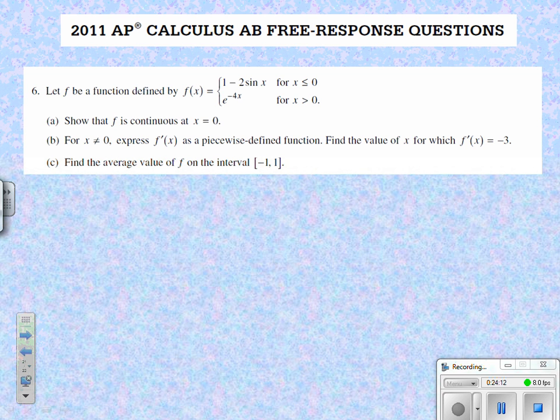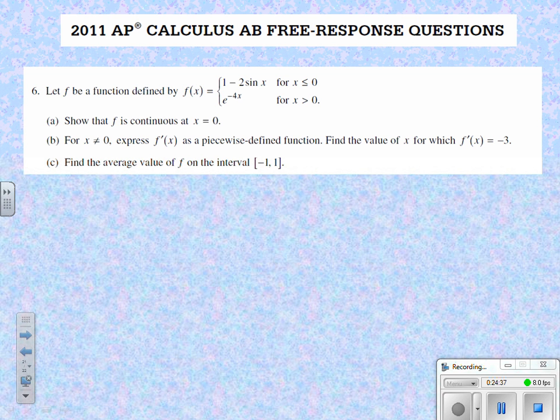From 2011. Show that f is continuous. Boy, it had been a long time since we had talked about continuity when this thing came up. Left limit at 0, right limit at 0, y coordinate at 0 have to be the same. Express f prime as a piecewise function. Find f prime at negative 3. The big question is, does the bar come with? We'll be good at that by then. But now here's the tough one.